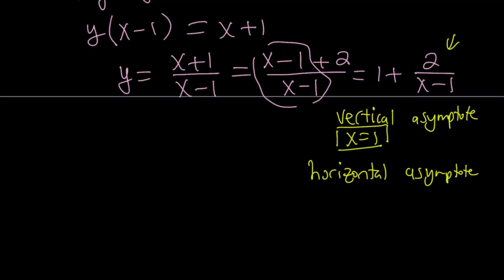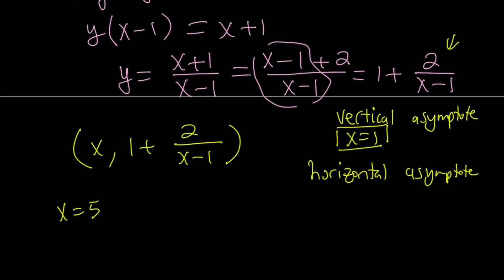So what are the solutions? You can write the solutions as x comma 1 plus 2 over x minus 1. So basically, you can replace x with certain values. Obviously you don't want x equals 1 in this case, because there's an asymptote, so x cannot equal 1. But let's say x equals 5, then you're going to get 2 over 4, which is 1/2. That's going to be 3/2. So you're going to get 5, 3/2 as a solution to this equation.